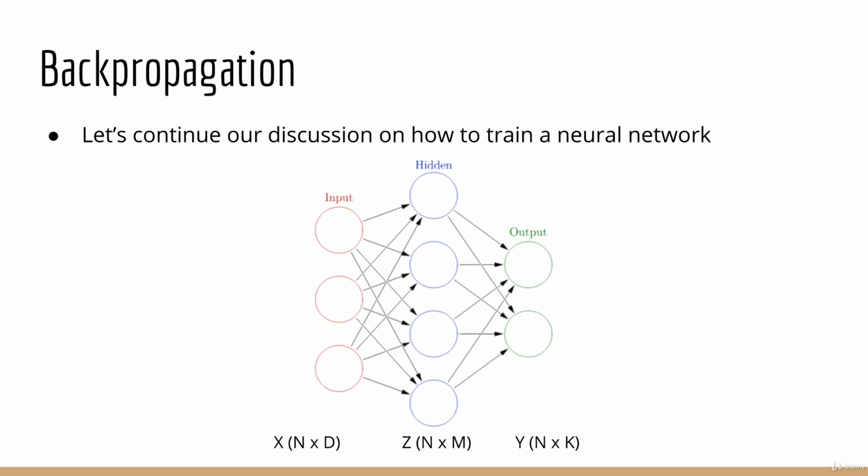First, we have our inputs x, which are of shape N by D. We then pass these through the first layer of our neural network, which gives us the hidden layer values z. This has the shape N by M. Finally, we pass z through the output layer of our neural network, and that gives us y. Y has the shape N by K.